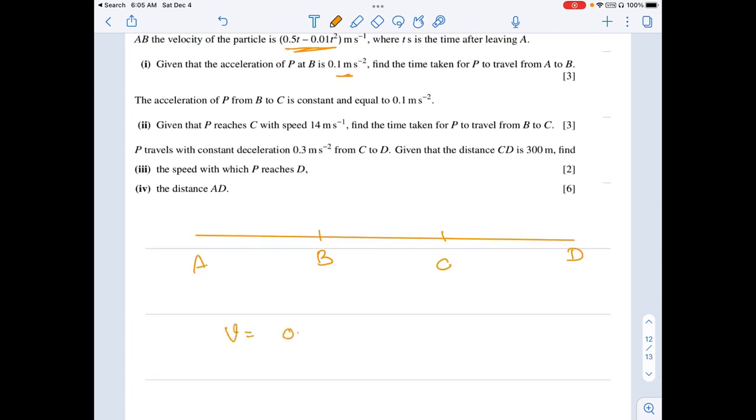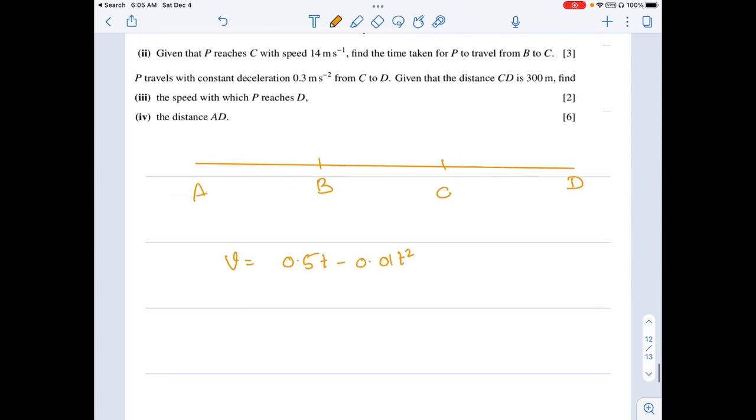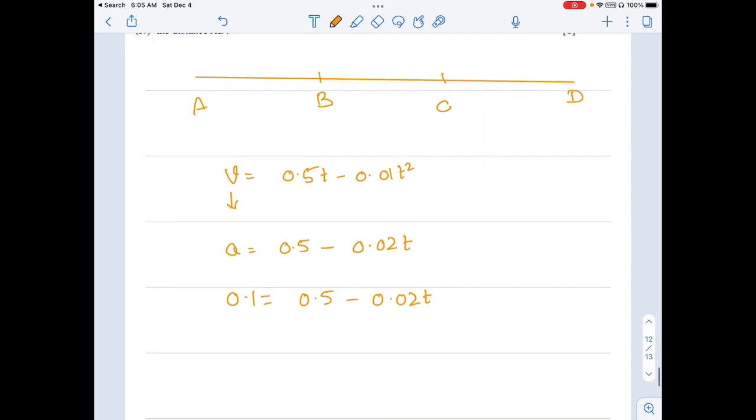So velocity from A to B is 0.5t minus 0.01t square. When I find the derivative of this, velocity will become acceleration. The derivative of 0.5t is 0.5, and this becomes 0.02t. But the acceleration has been given as 0.1. So 0.1 is equal to 0.5 minus 0.02t. From there, 0.02t is equal to 0.4. So t is equal to 0.4 upon 0.02, which is equal to 20 seconds. So the answer is 20 seconds.